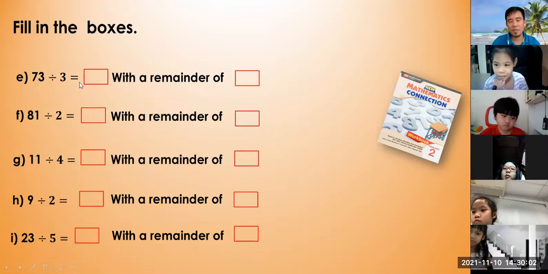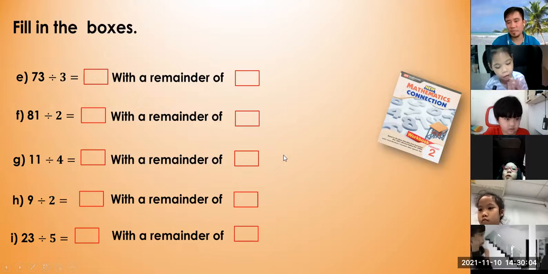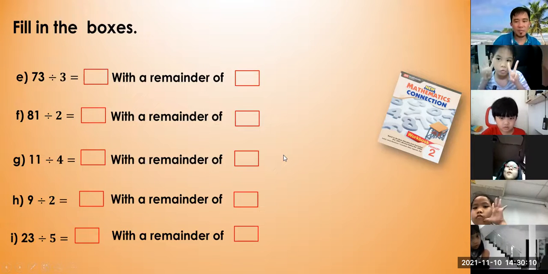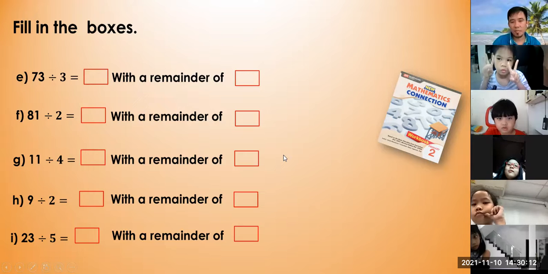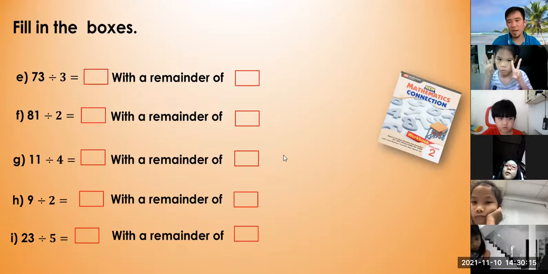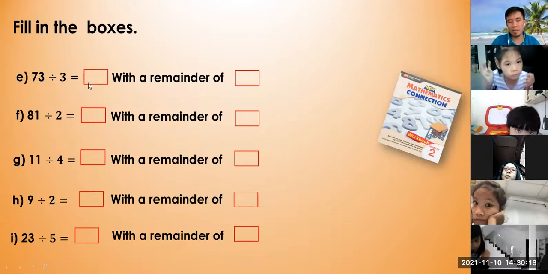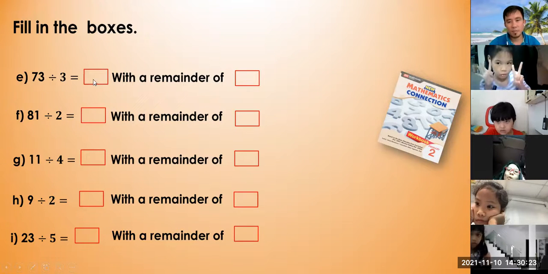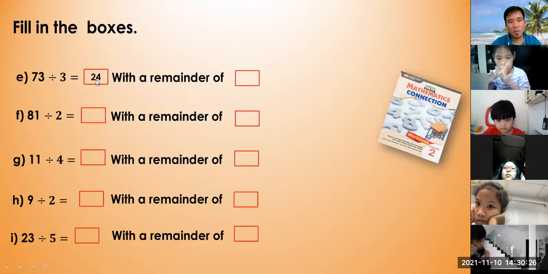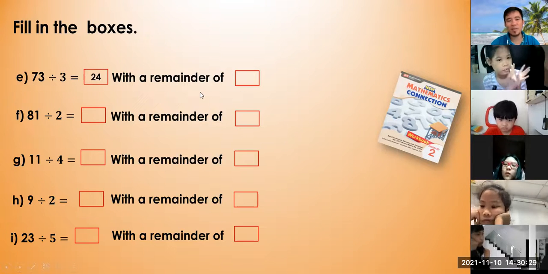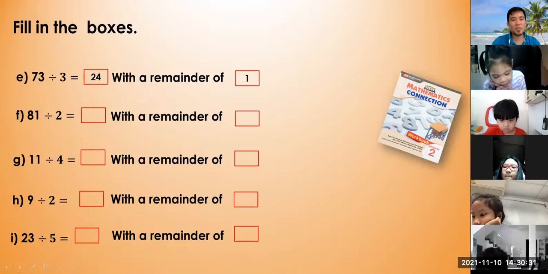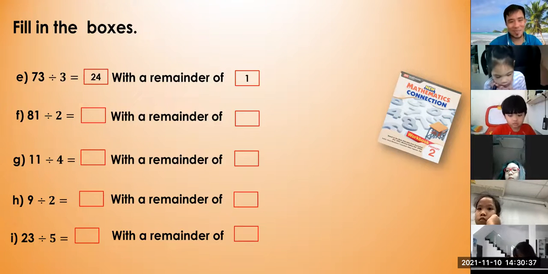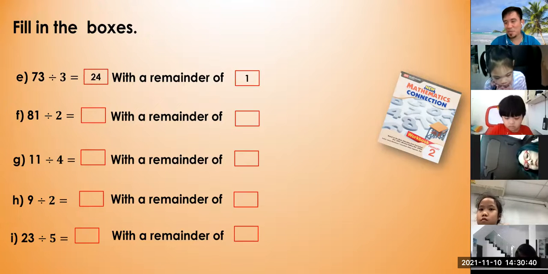Go, Captain. 73 divided by 3. What number are we going to write here? 24 with a remainder of 1. Very good, because 24 times 3 is equal to 72, plus 1 is equal to 73. Great job.